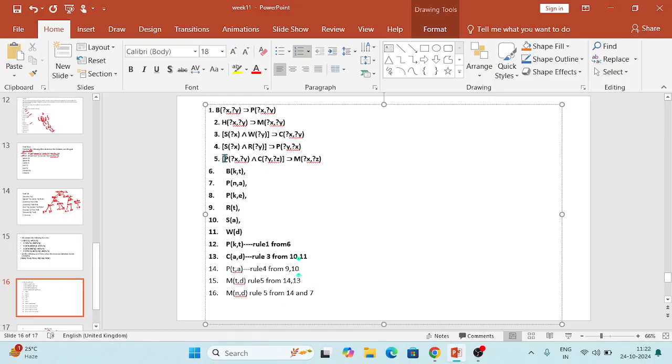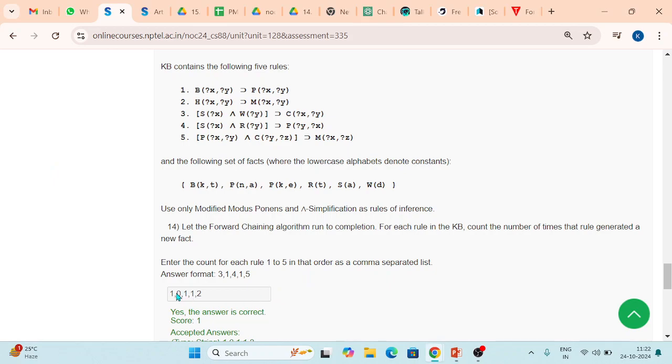Next, using rule 5 from 14 and 13, that is P of T,A and C of A,D, what we will get is M of T,D. Next, again by using rule 5 from 14 and 7, P of N,A and M of T,D, we got M of N,D. Now you see how many times we applied the rules. Rule 1 one time, rule 3 one time, rule 4 one time, rule 5 two times. So this is 1, 0, 1, 1, 2.